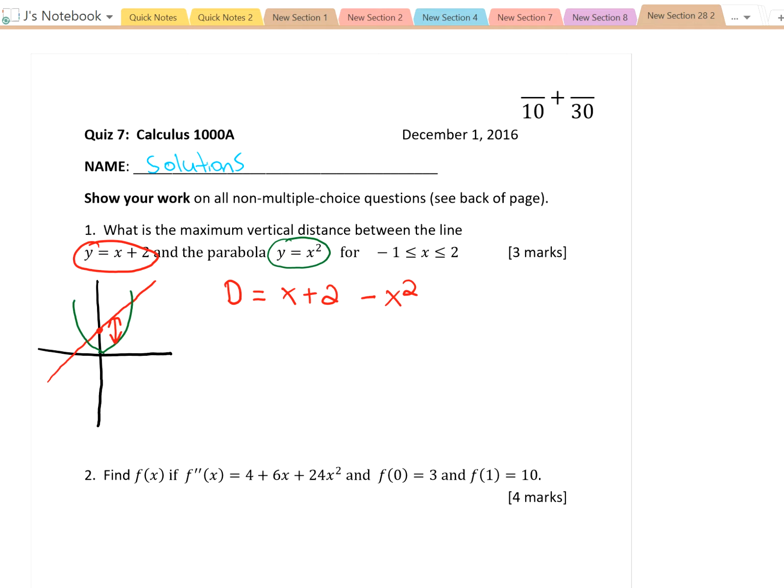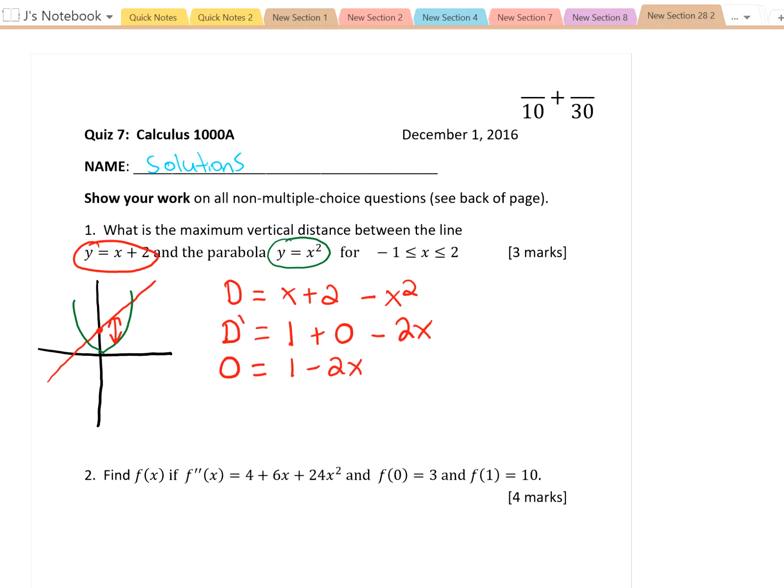So this is a global max-min question with endpoints x is equal to negative 1 and x is equal to 2. We're going to check for extrema in the interior by taking the derivative of our function and setting it equal to 0. Derivative of x is 1. Derivative of 2 is 0. Derivative of x squared is 2x. We look for our critical points. We set the derivative equal to 0.